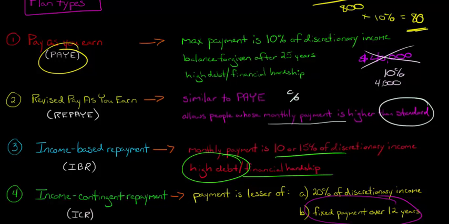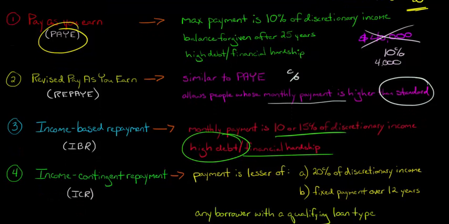So if you were doing this as a fixed payment, same payment every month for 12 years, what that would be to extinguish your loan. Calculate those two amounts, and then the lower of those two numbers, that's what it would be under the Income-contingent Repayment Program. Now, bear in mind that any borrower can do this, but you have to have a qualifying loan type. For example, the Parent Plus loan right now does not qualify as income-contingent repayment.